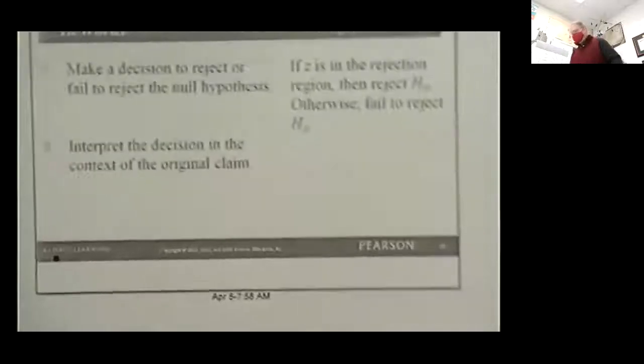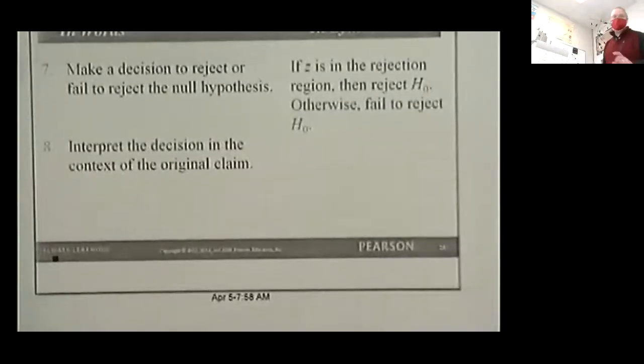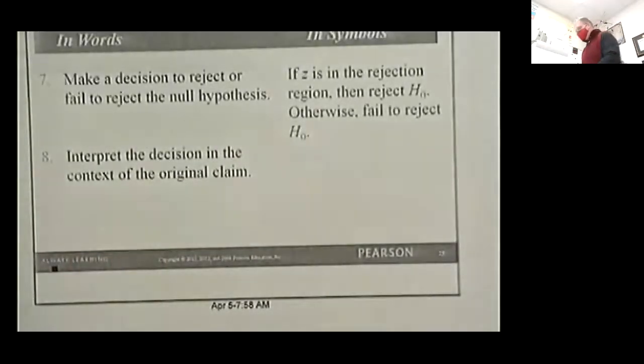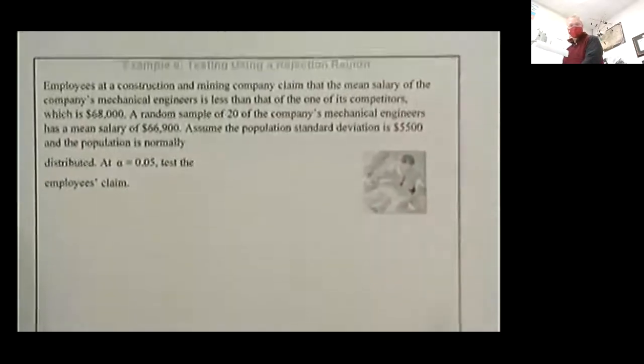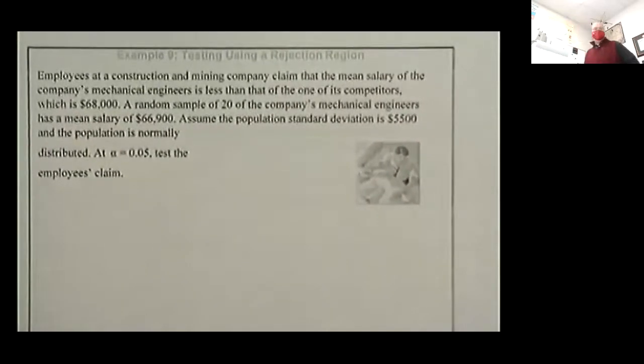Then we're going to make our decision to reject or fail to reject based on where the z-score is at. If it's in the rejection region, we're rejecting the null. If it's not in the rejection region, we're going to fail to reject the null. We're going to interpret the decision based on the original claim, just like we did previously. So here we go. Let's run one of these. So we are doing a hypothesis test with a rejection region. We're going to do, I think, 3 of these examples.